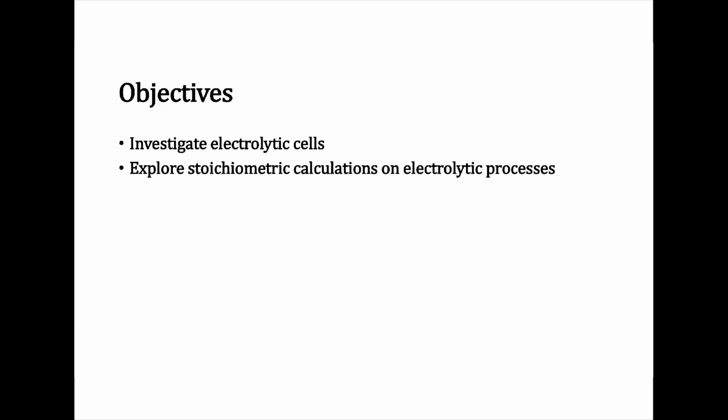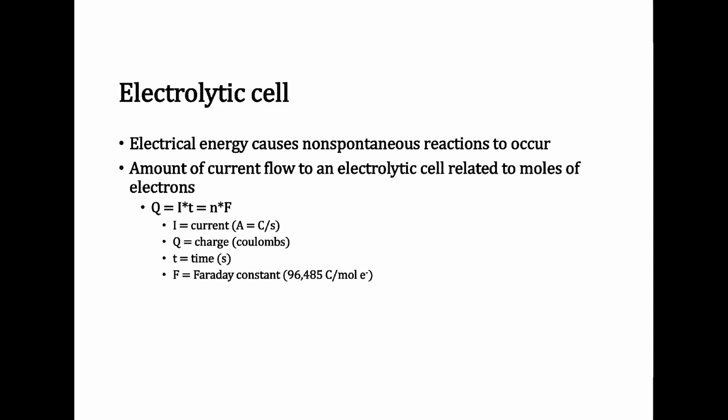All right, folks, what we want to do is we finally want to investigate non-spontaneous processes by looking at electrolytic cells. And we're going to explore some of these stoichiometric calculations that we can find out a lot of information about electrolytic processes. So the first thing we want to do is define a few things in terms of current and charge and just talk about some of the general things you're going to look for in problem solving.